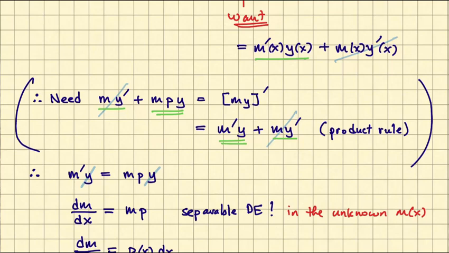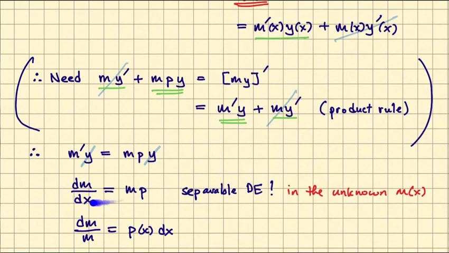If you stare at that, that is a separable differential equation in the unknown m of x. Remember, m is a function that we don't know. p is a function that we do know. So m here is the unknown. And this is a separable differential equation. So let's multiply both sides by dx and divide both sides by m. When we do that, we get dm over m equals p of x dx.